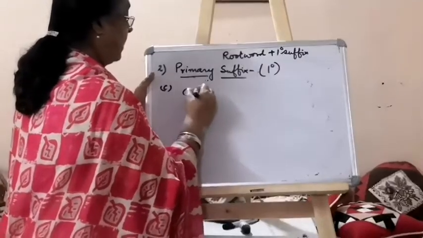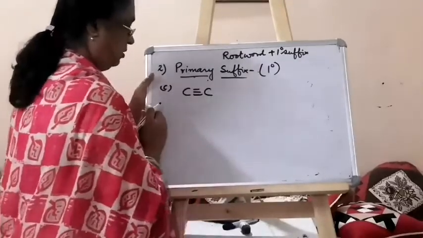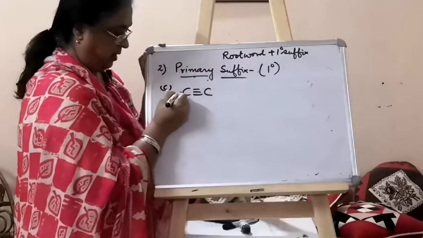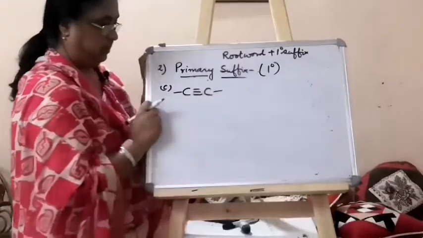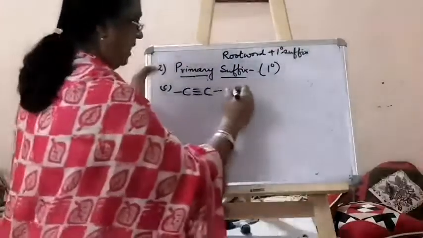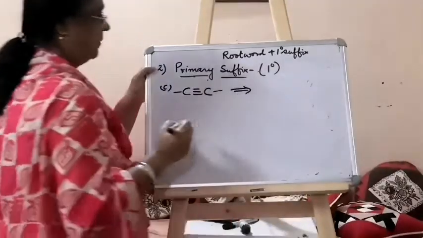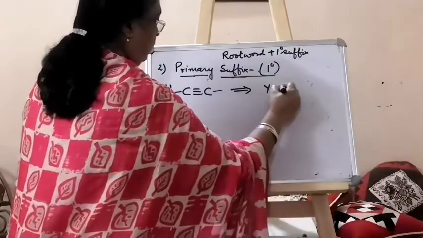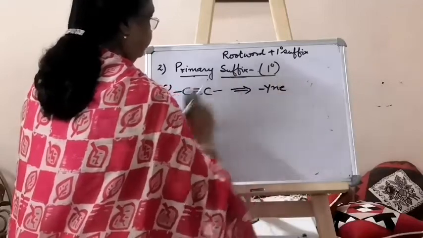When we have a carbon-carbon triple bond, this carbon's 3 valences have been shown. One more here. So this is a carbon-carbon triple bond. Then the primary suffix used is yne. You know very well. Yne.